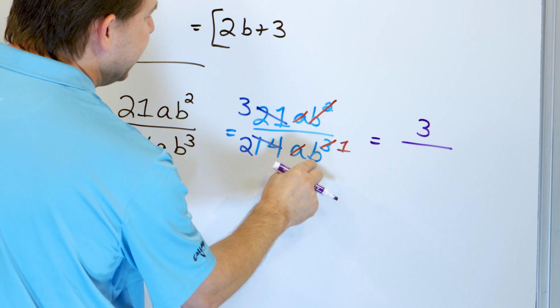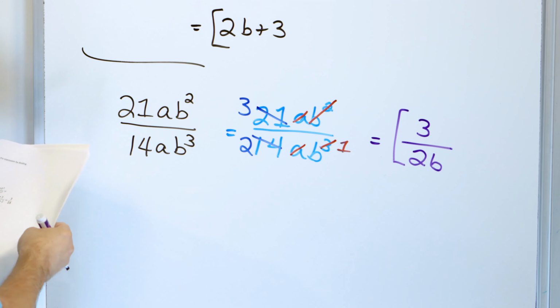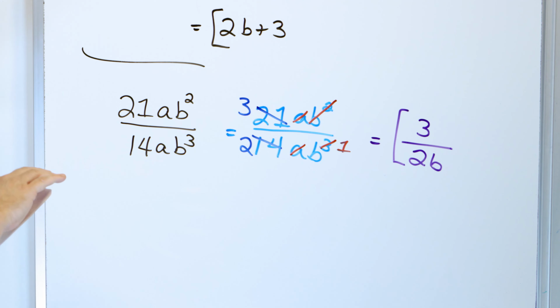There is no a, b to the first, so it's just 2b. That's all there because b to the first is there. So it's 3 over 2b. And that's the final answer.